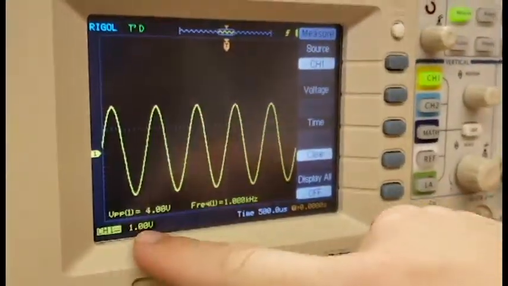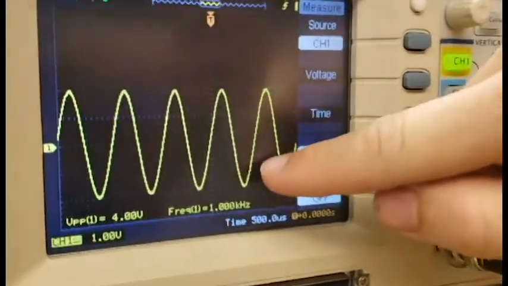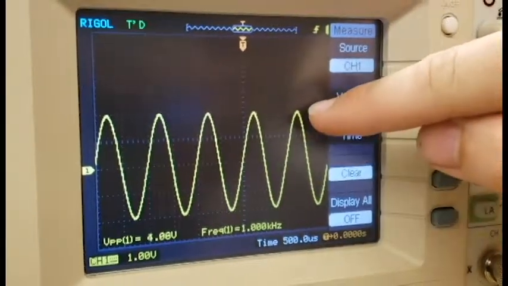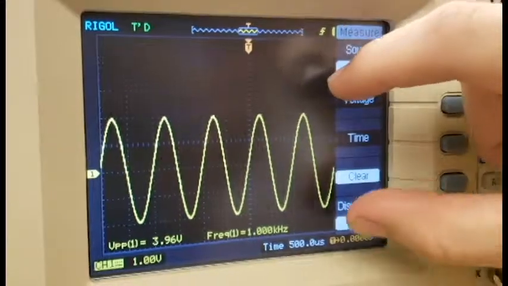Each block is worth 1 volt, so we count up 1, 2, 3, 4, and that gives us a voltage of 4 from peak to peak.